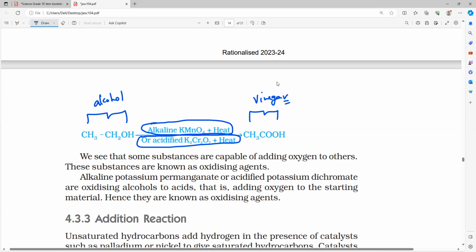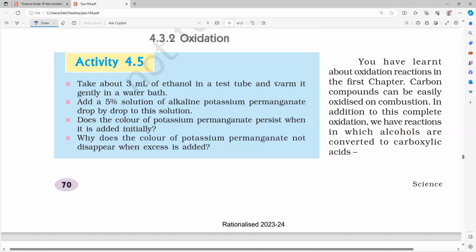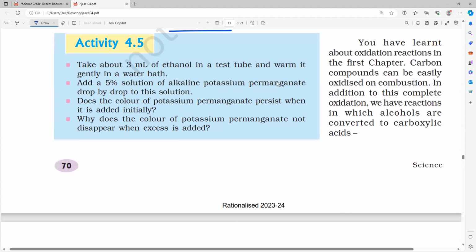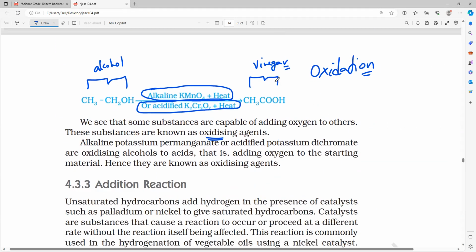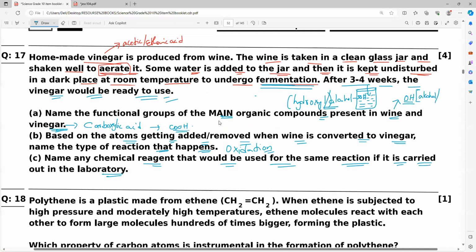They are not asking anything new. They are asking the same equation. What is this equation? Call it an oxidation reaction. Verify the heading. What is the name of this reaction? Oxidation reaction. So in the laboratory, we add other substances, alkaline potassium permanganate or acidified potassium dichromate. That's what they are asking.